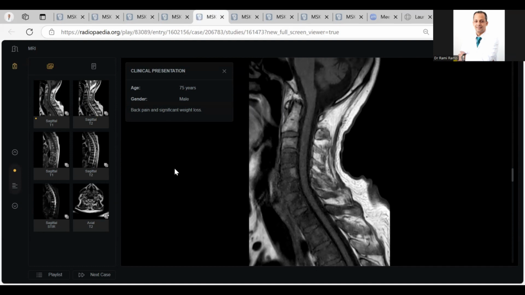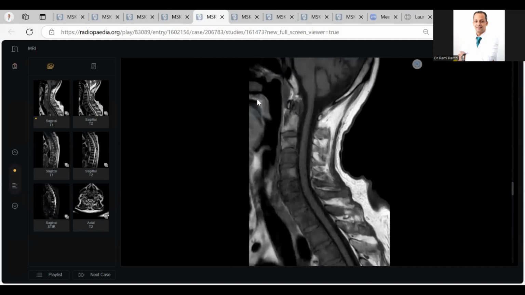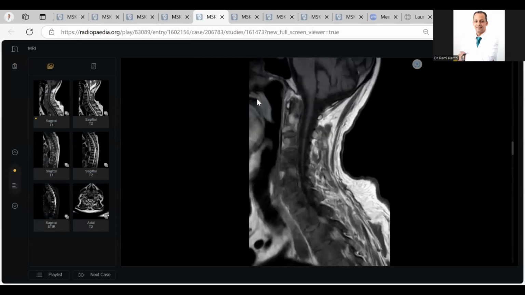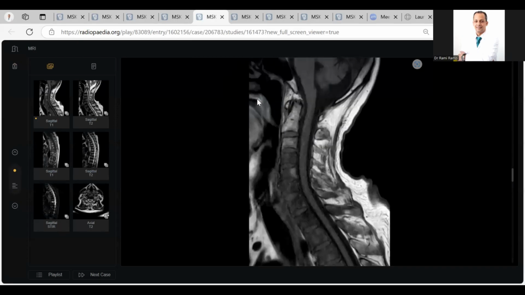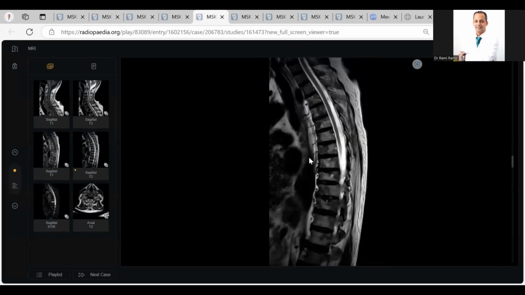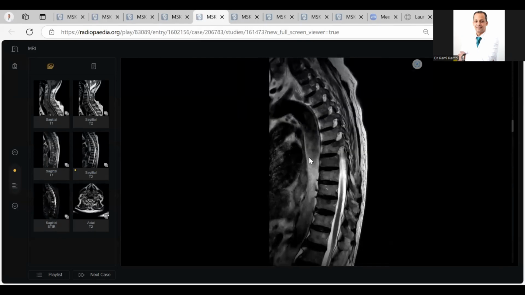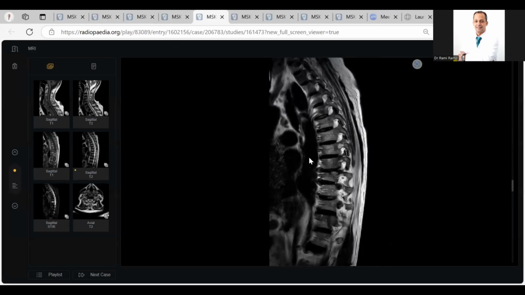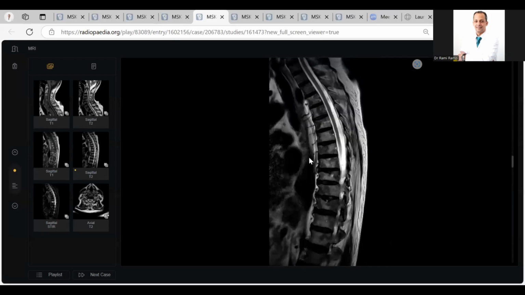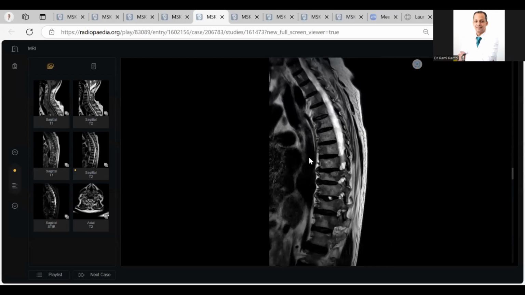75 years old male patient with back pain. This is MR of the cervical spine, sagittal view, T1 weighted sequence. This is also including thoracic spine, T2 weighted, sagittal.